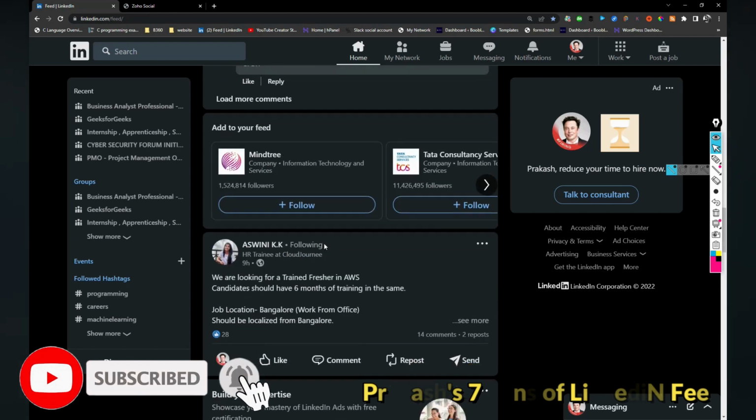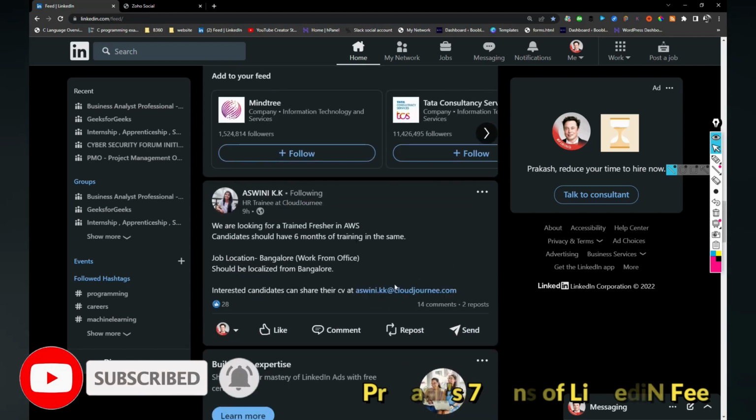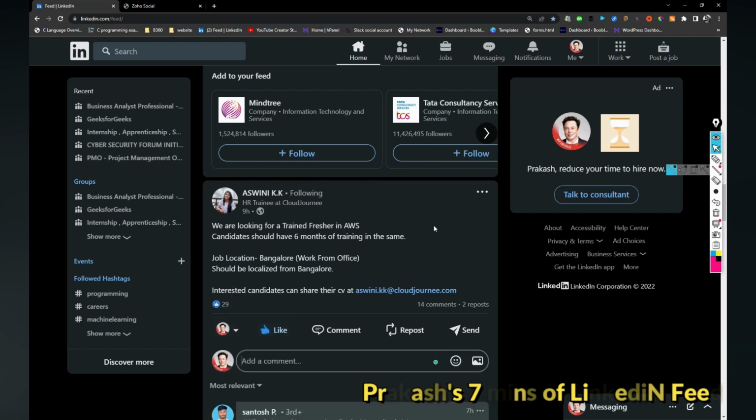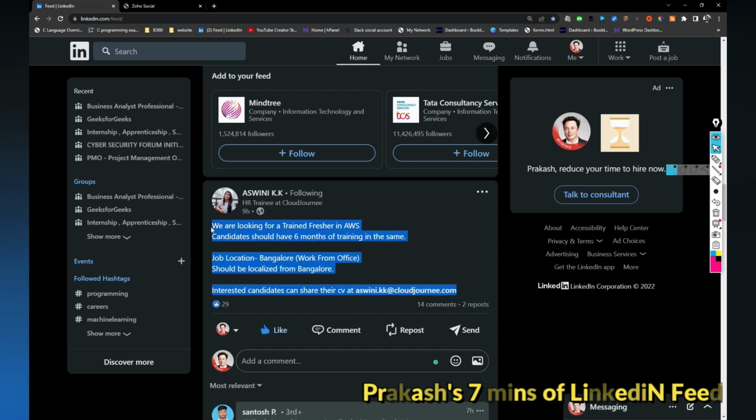And keeping that aside, Cloud Journey is looking for a trained fresher in AWS. So if any AWS folk is looking for a job, probably you can share your resume with aswini.kk@cloudjourney.com. I have shared this post as well.